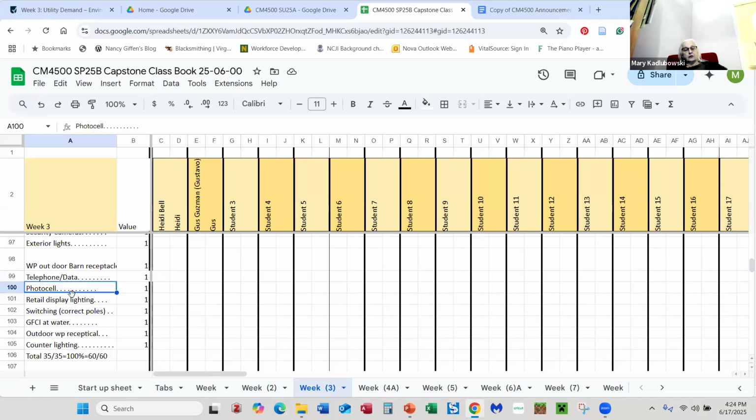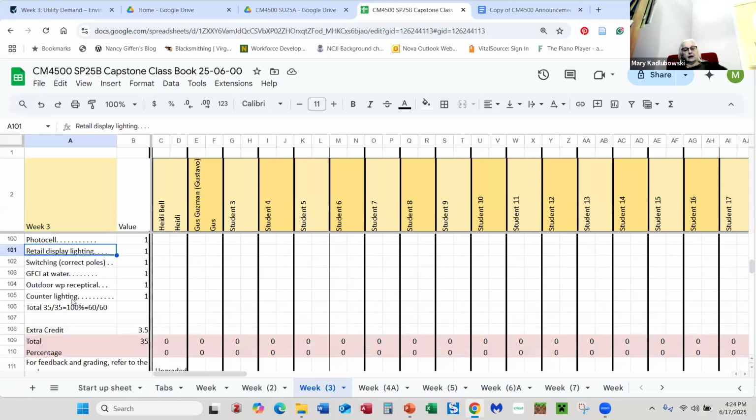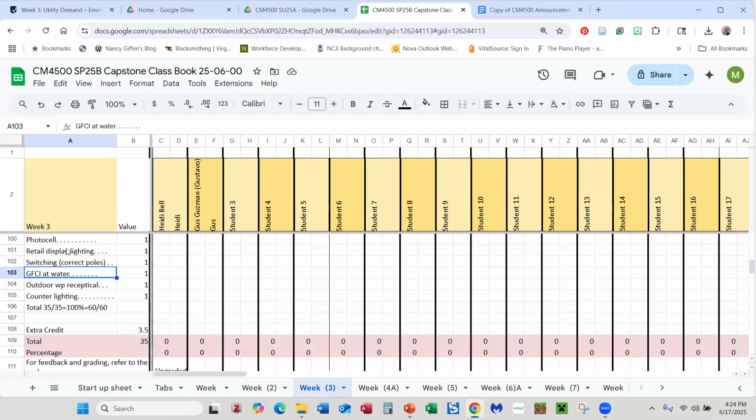We did that, photocell, retail lighting, switching with the correct poles. And of course, anything within 6 feet of water needs to be a GFI or GFCI.